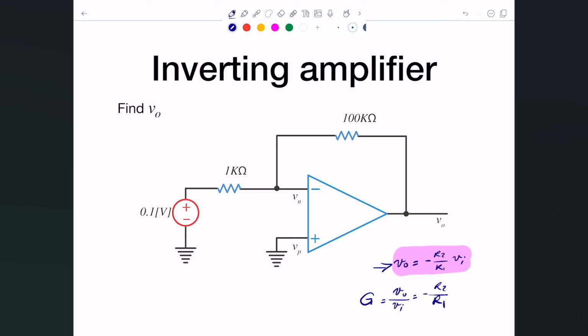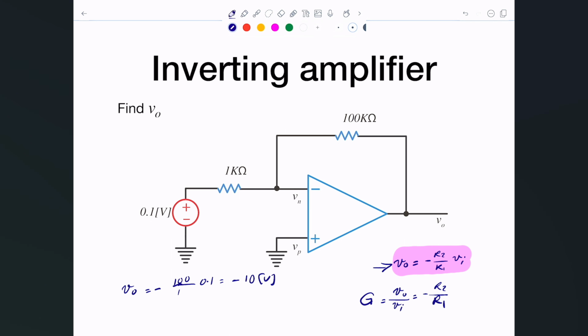So I already know this here, so simply V naught will be negative R2, which is 100K divided by 1K, times the V input, which is 0.1, and you'll see that's simply negative, I believe it's negative 10 volts. Okay, so now this is the reason why we call it an inverting amplifier, because we had a positive voltage as the input, and what we got is a negative voltage at the output.